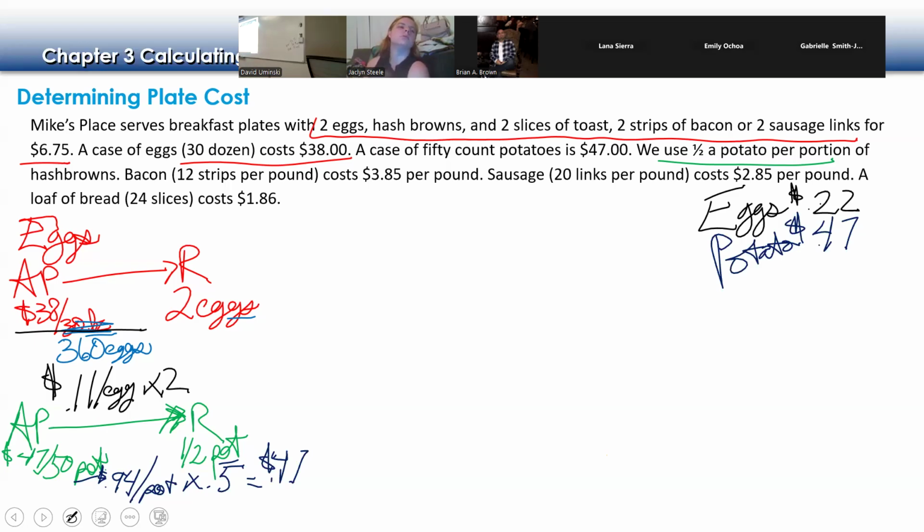Let's go with our toast. As purchased to recipe. Where's our bread? A loaf of bread is 24 slices for $1.86. What is my recipe amount? 2 slices of bread.